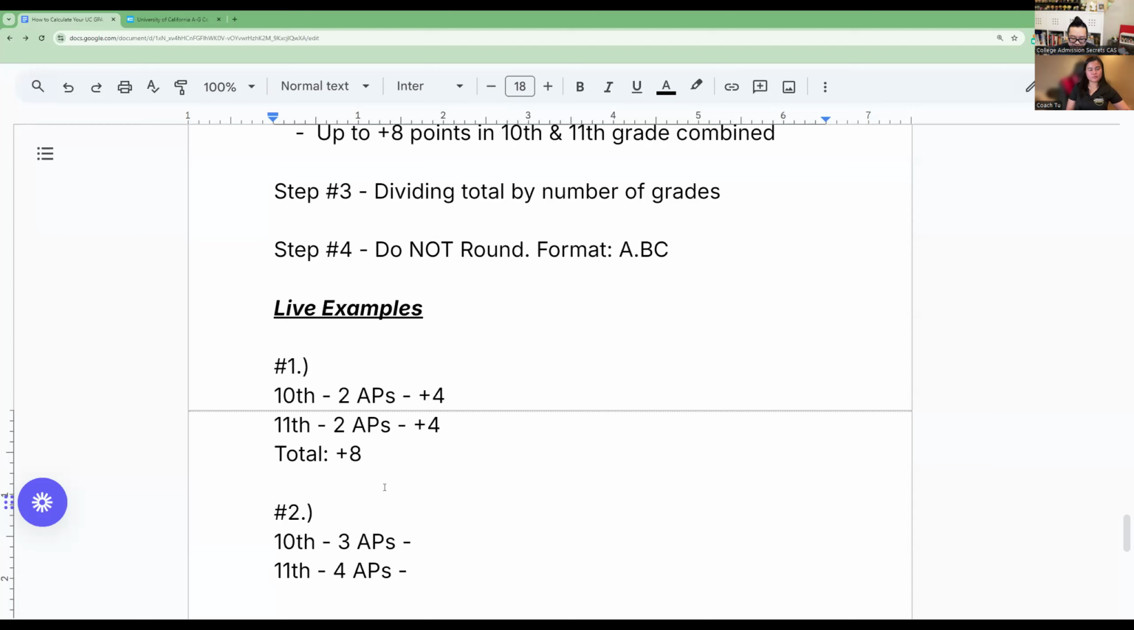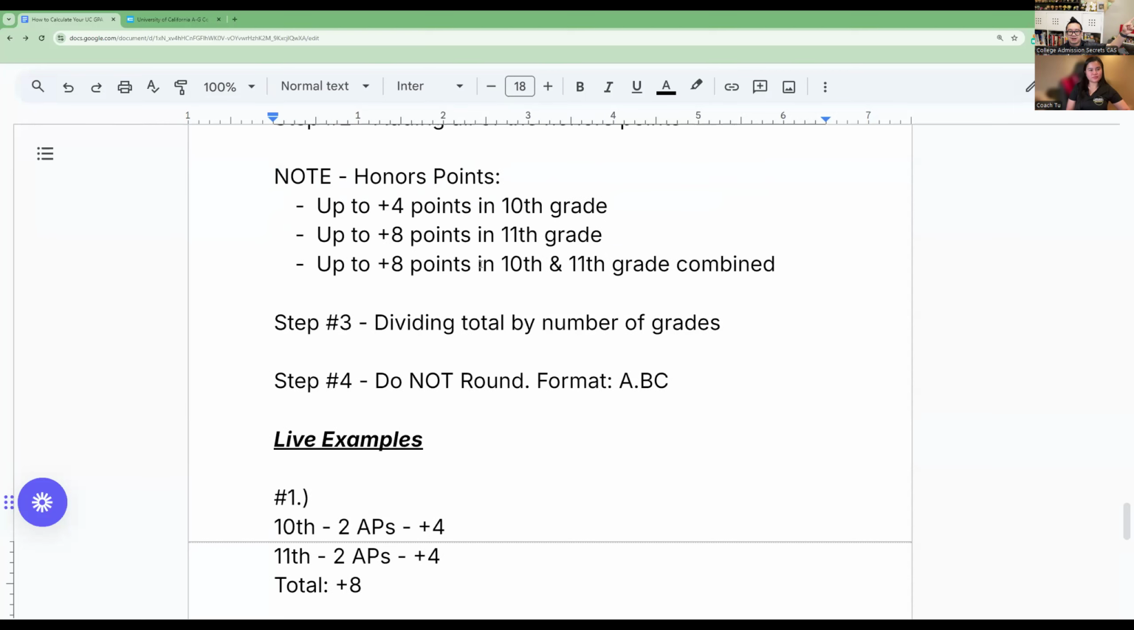10th grade, how many points did they get? 11th grade, how many points did they get? For this one, give everybody 5 seconds. 5 seconds: four, three, two, one. For the student with 3 APs in 10th grade, how many points are they earning in 10th grade? 4. Interesting, because in theory, 3 APs is 6 points, but only 4, because it caps out at 4.